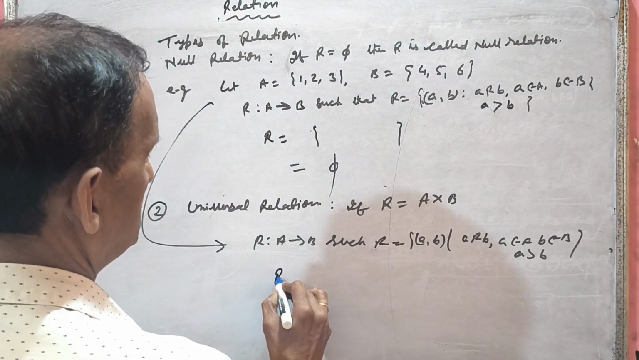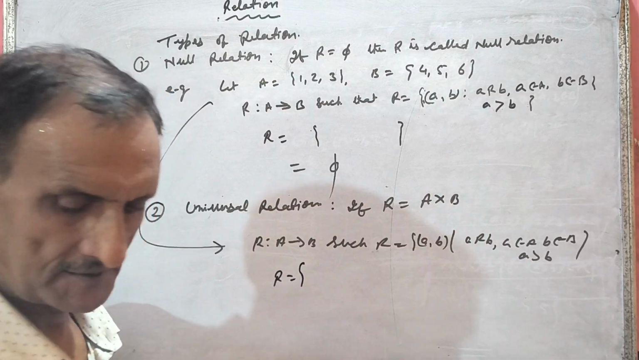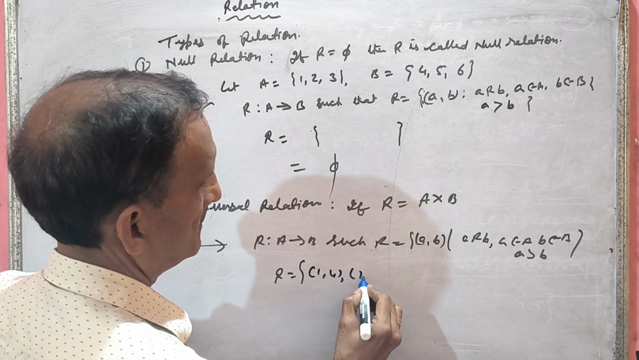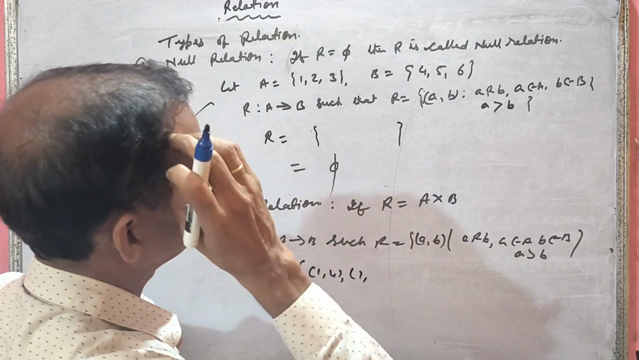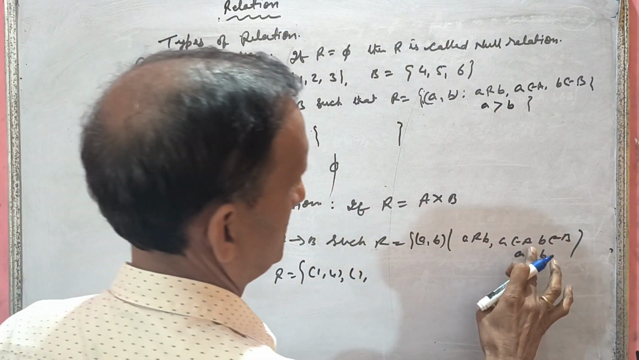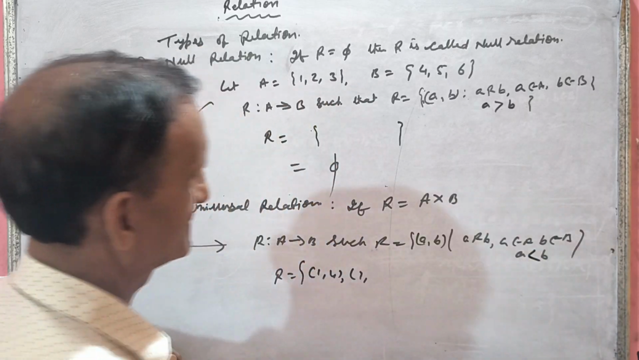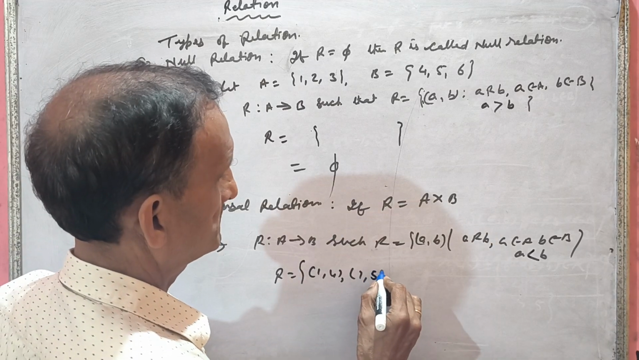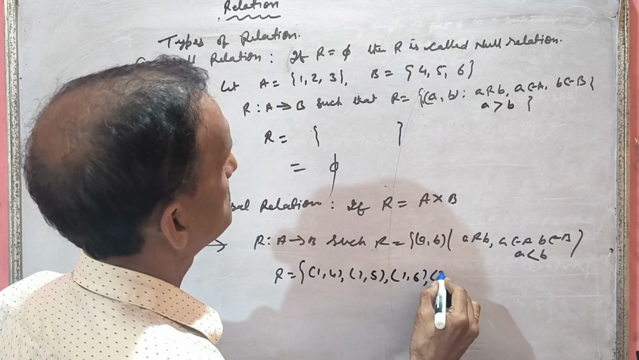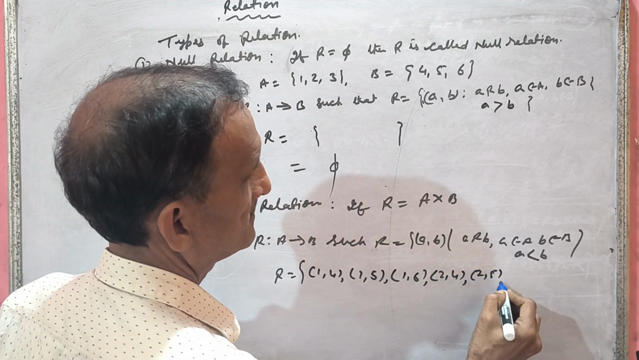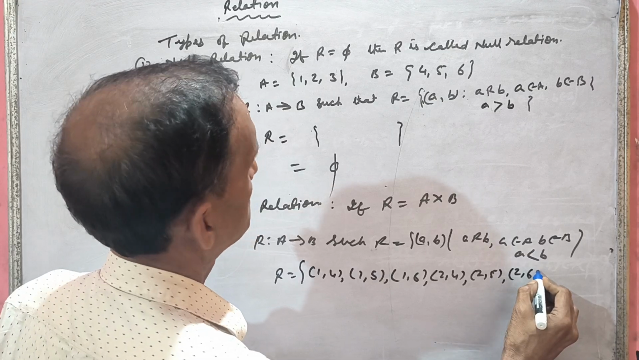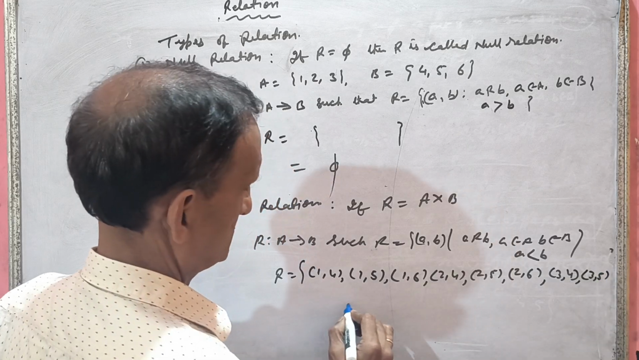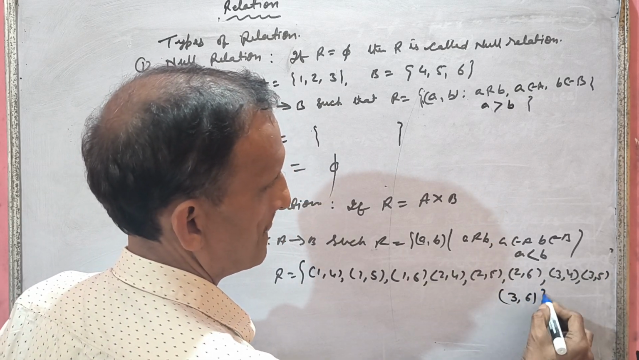So in this condition, what will R be equal to? All the ordered pairs will be (1,4), (1,5), satisfying the condition. What am I writing here? Sorry, less than. It is a null relation. a is less than b. Then what will we get? (1,4), (1,5), (1,6), (2,4), (2,5), (2,6), then (3,4), (3,5), (3,6). How many elements?